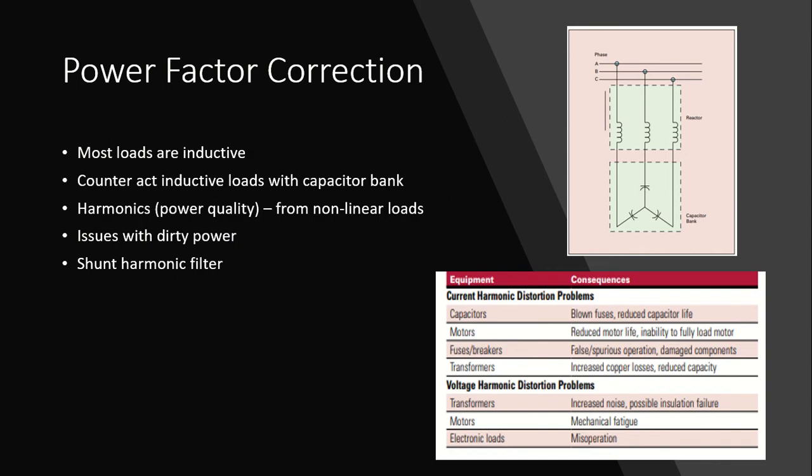So, power factor correction. In industrial plants, most loads are inductive, which means they are motors, which is true for most plants. To counteract the inductive loads, we're going to use the opposite of an inductor, which is a capacitor, and you can install capacitor banks right before the load, or you can do it in the beginning of the distribution system. It's usually most effective to put the capacitor right before the load.